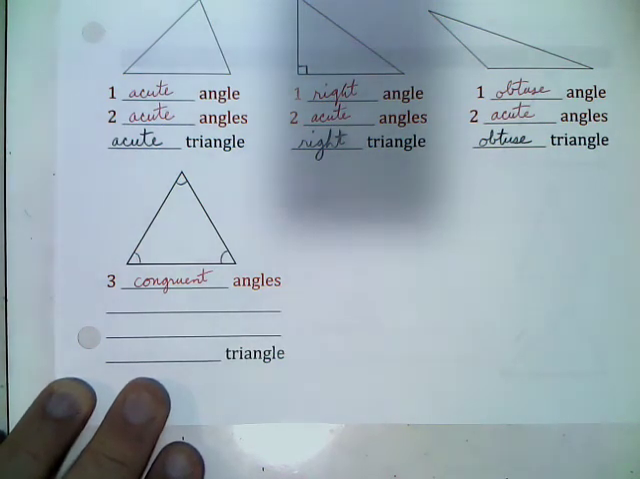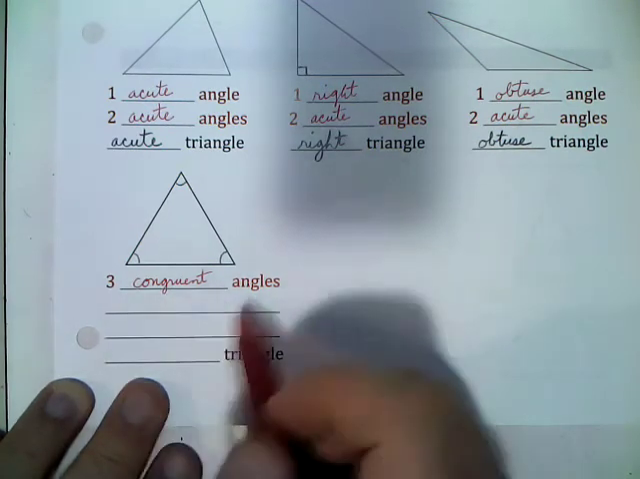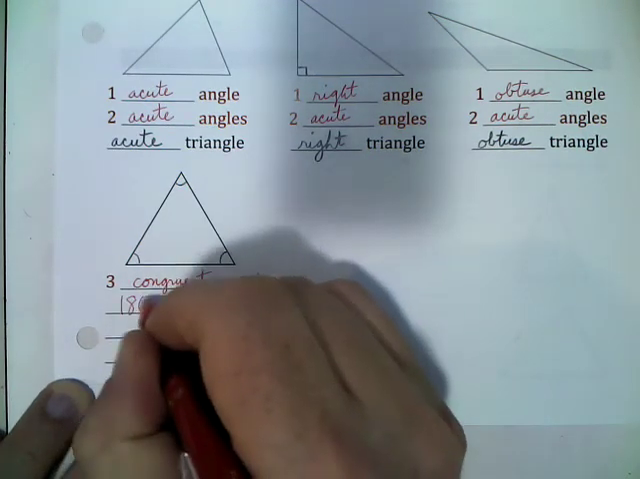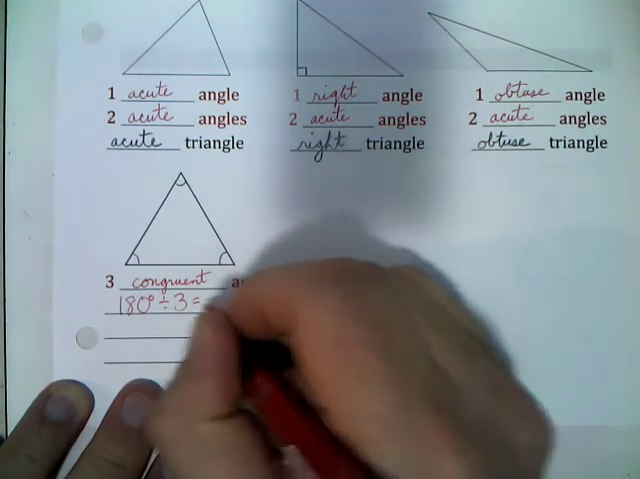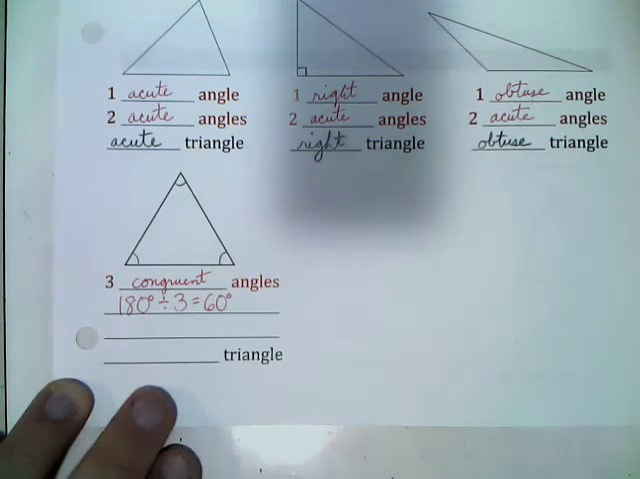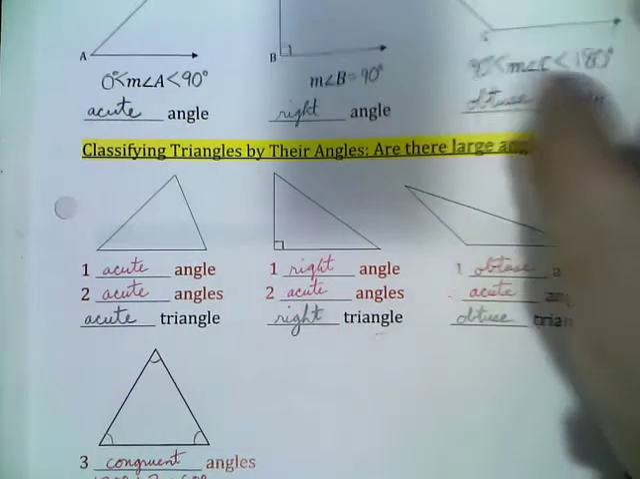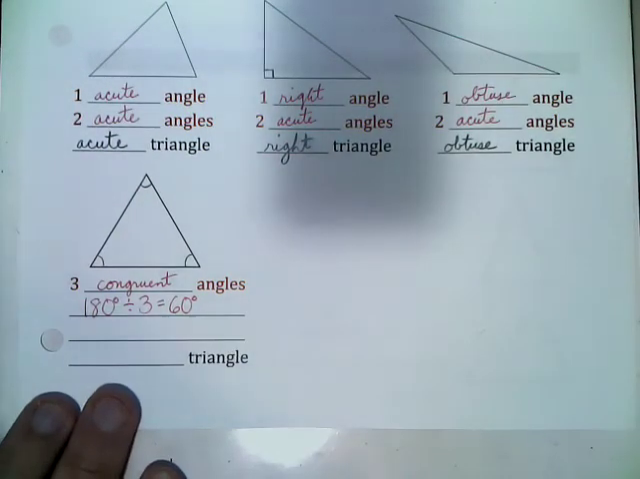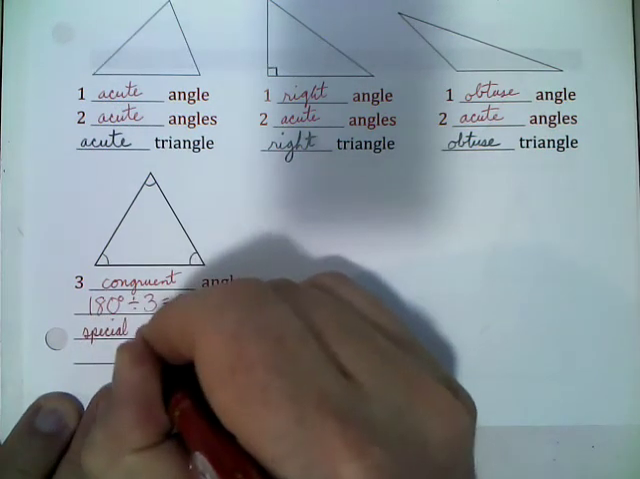Well, we've learned previously that the angles of a triangle, their measures always add up to 180 degrees. Well, if they're all the same measure, though, we can figure out pretty simply how much each of them must be. So 180 degrees divided by 3, each of those must be 60 degrees, which sure enough is 3 acute angles. So it is an acute triangle. But it's a special acute triangle.